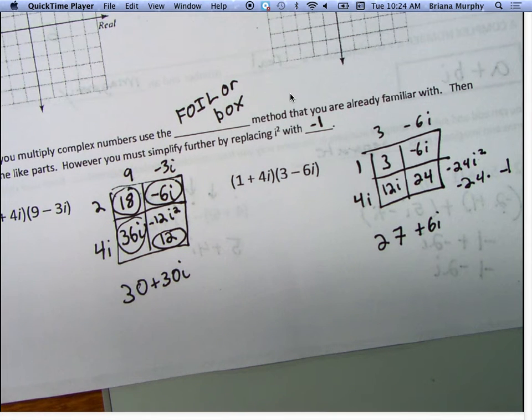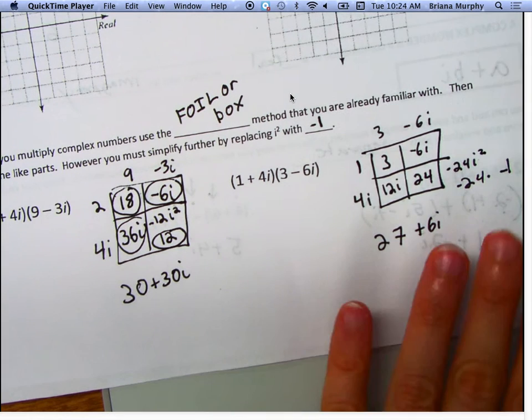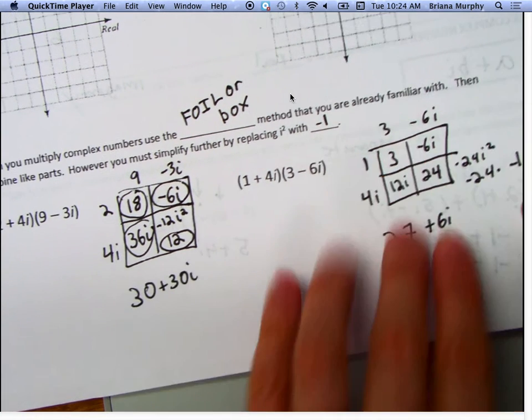Okay, now I'm going to blow your mind with division. Okay, we cannot have an i on the bottom of the denominator. We're good with this? Okay. So we absolutely cannot have an i on the bottom of the denominator.